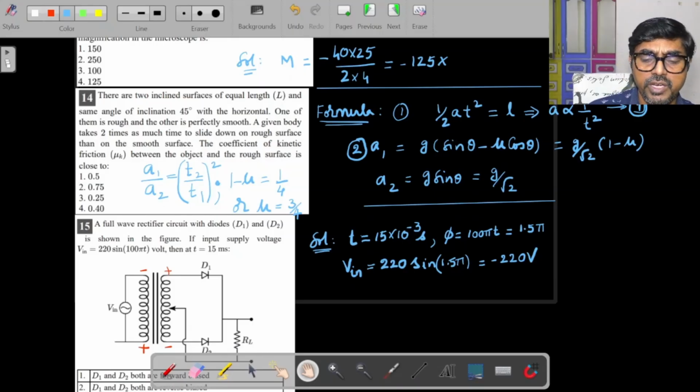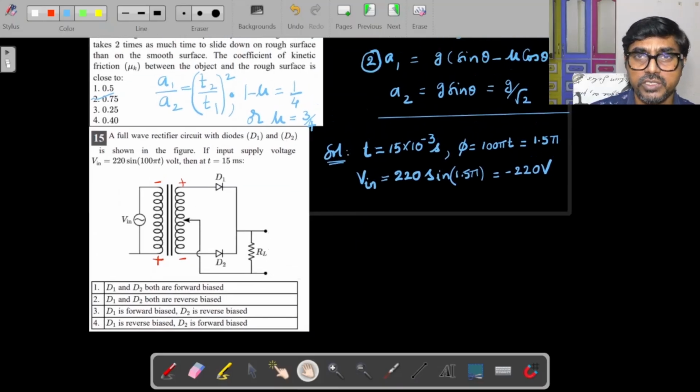Now, A1 by A2 is the inverse ratio of T2 by T1 whole square. So, you can simply substitute there. A1 by A2 is nothing but 1 by (1 minus mu), that is equal to T2 by T1 whole square, which is going to be 1 by 2 whole square, 1 by 4 you will get. From there, 1 minus 1 by 4 is nothing but 3 by 4, that is going to be mu, very straightforward. So, these kinds of questions I think a student should be able to do. What is 3 by 4 meaning? 0.75. So, that is the question we have.